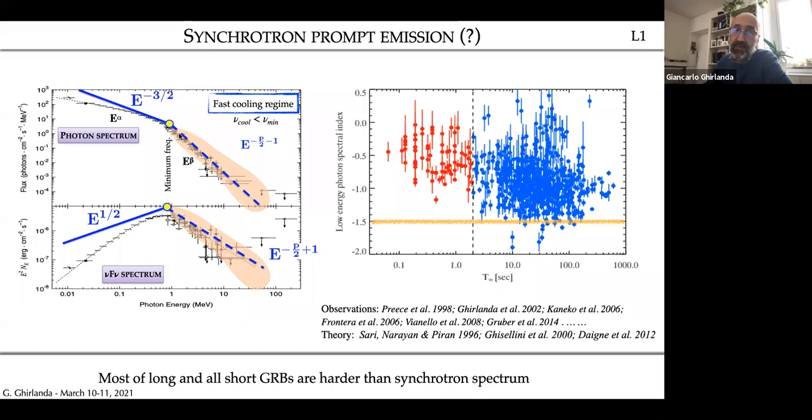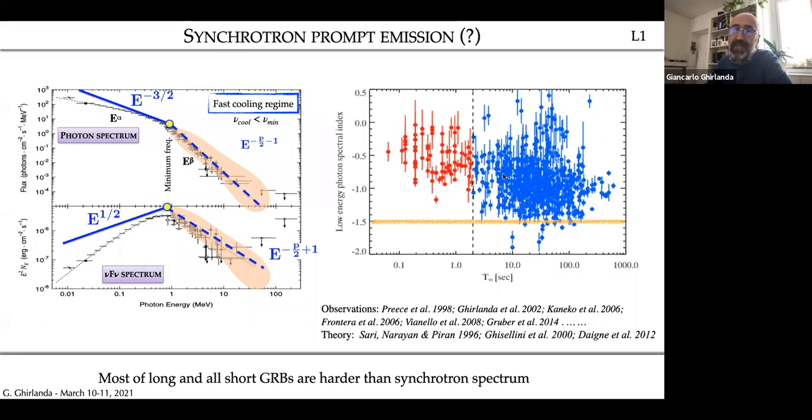The problem is that synchrotron emission predicts that the low energy part of the spectrum, this part here, is fixed. It should be frequency to the minus 3/2 in photon, or frequency to the 1/2 in nu f nu. And as you can see already from this example, the spectrum is harder.